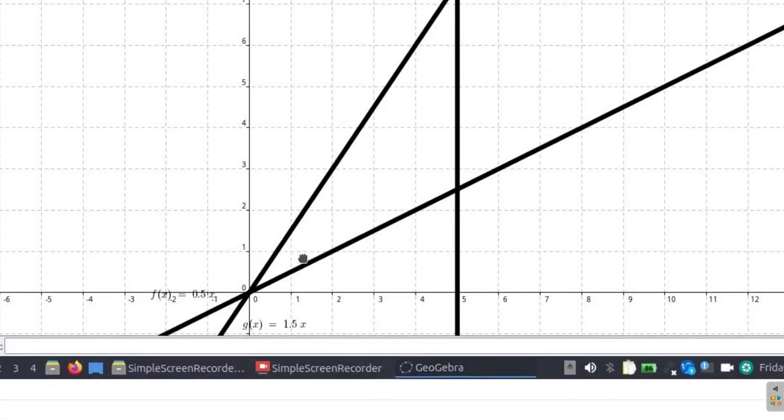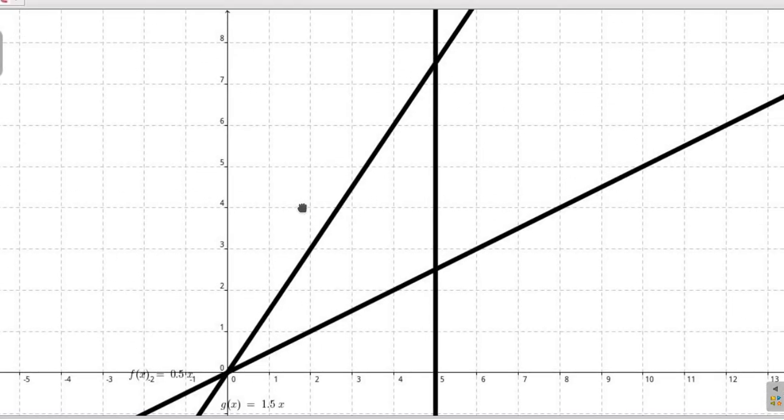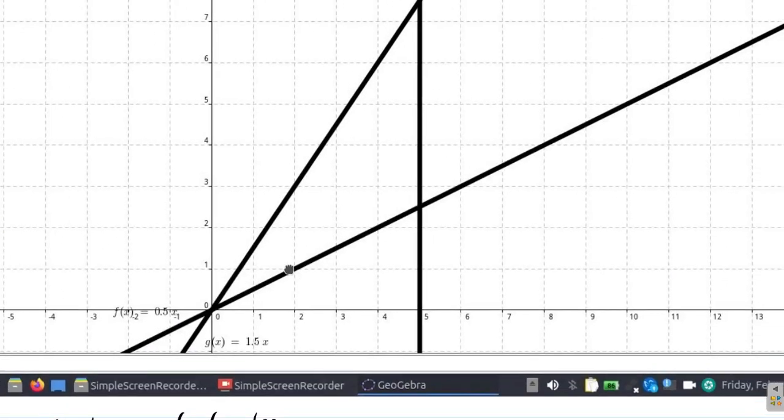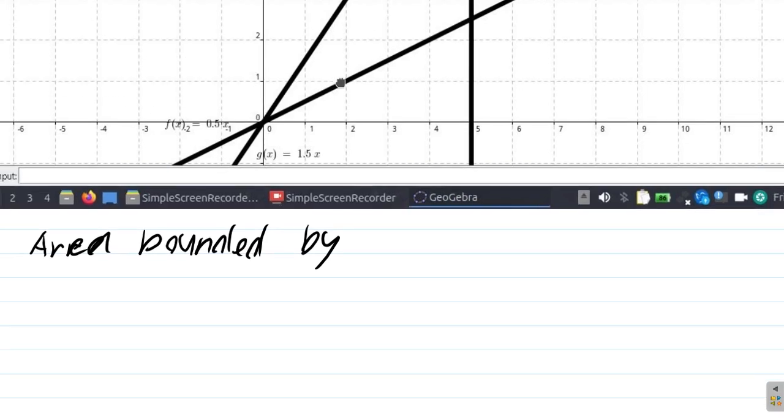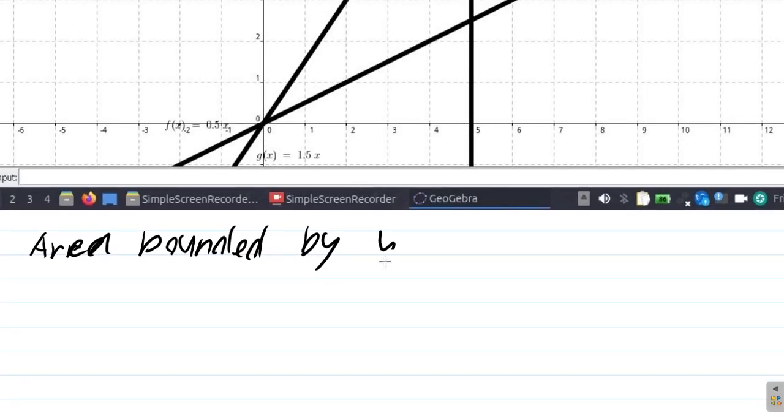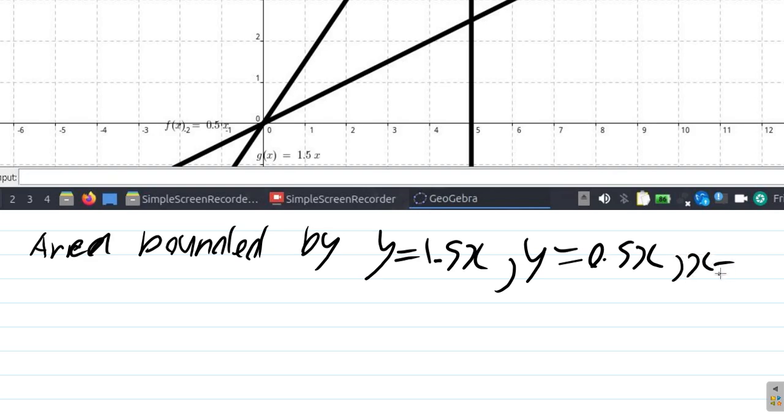In this case, you're being asked to find the area. Let me write it down here. The area bounded by y equals 1.5x, y equals 0.5x, x equals 5. All right.